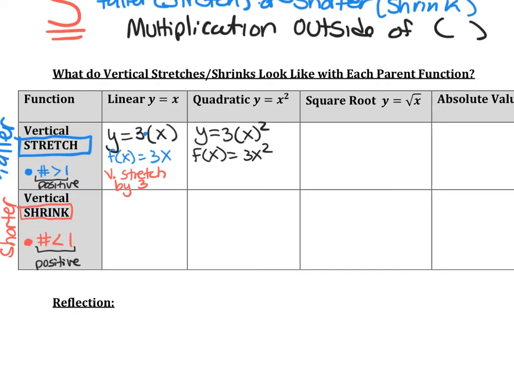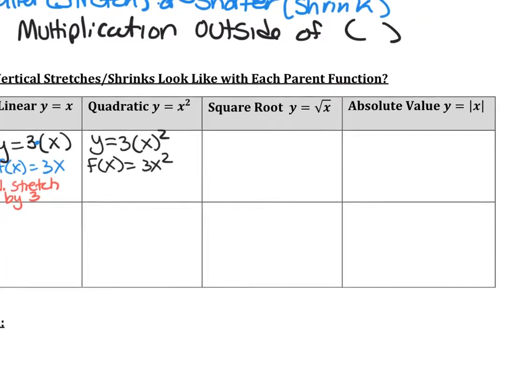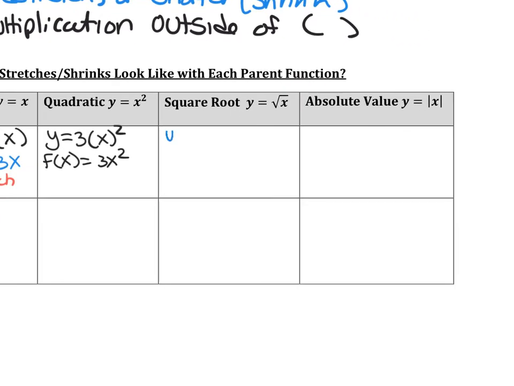Then for square root and absolute value, the number that you're multiplying by would just have to be outside of that symbol. So for square root, we would just have 3 square root of x, or again, f of x equals 3 square root of x. Again, this is multiplication that's happening, so that's why it's a stretch. And 3 is greater than 1. And then same idea for absolute value. The 3 is just outside of those absolute value bars. That would be a vertical stretch.